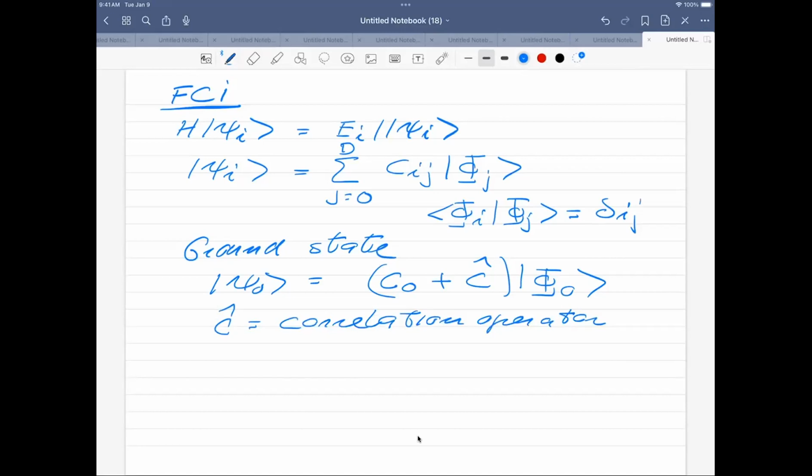Now, the thing which we did last time was actually to rewrite this operator C in terms of particle-hole excitations. The other thing which we did was to use something which is called intermediate normalization.